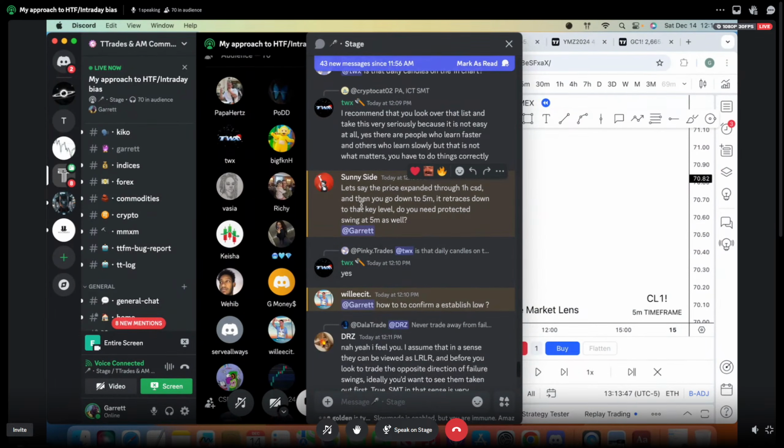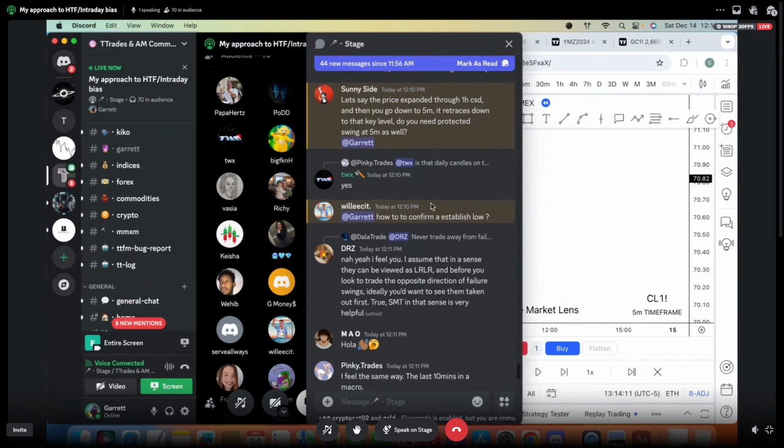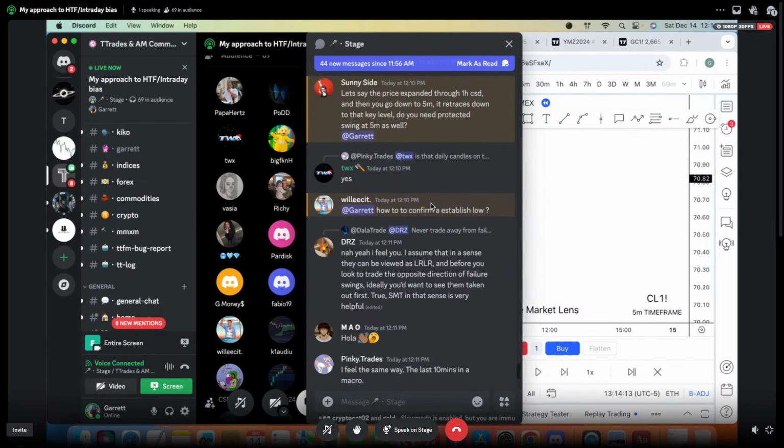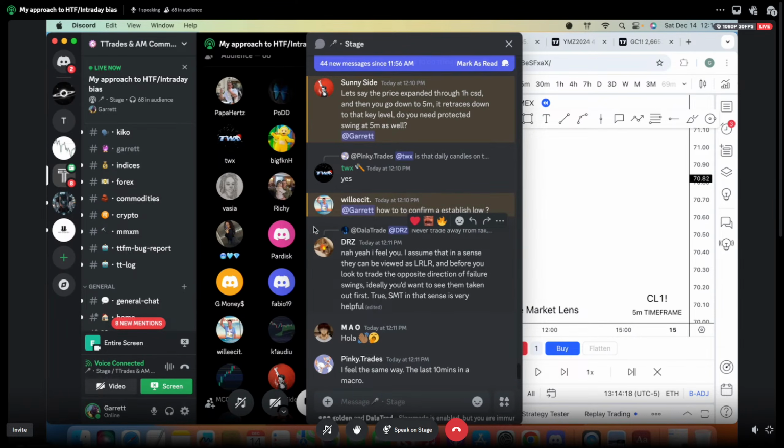1 hour CSD, and then it goes down to 5. Tracing down to that low. 5 minute? Yeah, I do. But there's a T-trades concept to his model that I use, which I can't give away. I'm not going to give it away. But members know what it is, pretty much. It's a really high probability setup using open analyticals.